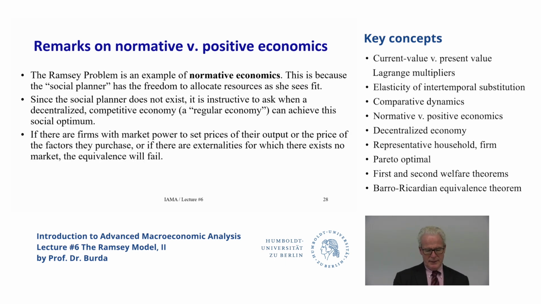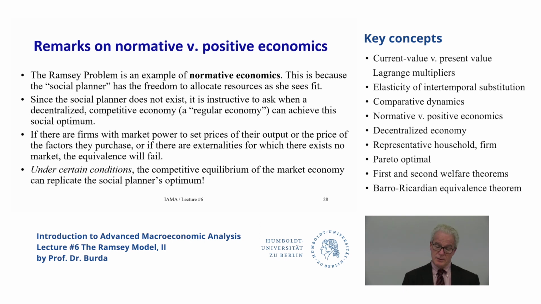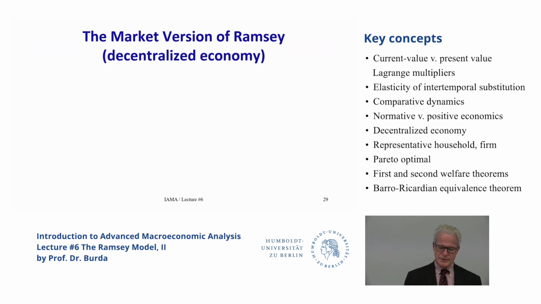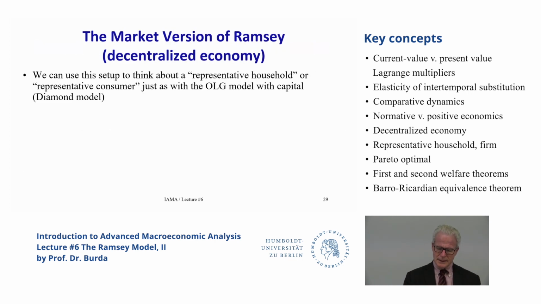optimum. And of course, if firms have market power in their product markets or in the input markets, this may cause problems, and also if there are externalities like climate change, for which there is no market, this equivalence could fail, but it's still worth talking about. So under which conditions could the competitive equilibrium actually attain the Ramsey optimum? Well, this is where we start to introduce prices and think about a household as we did in the OLG model with capital.